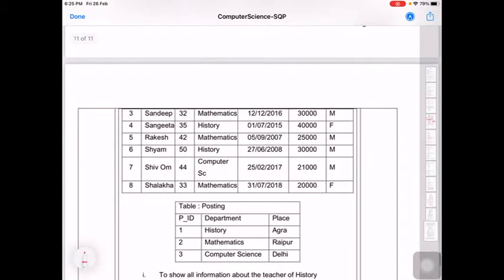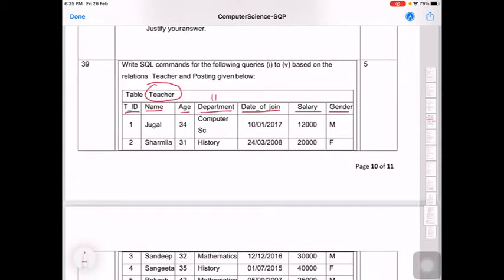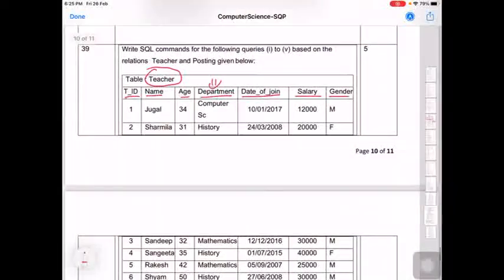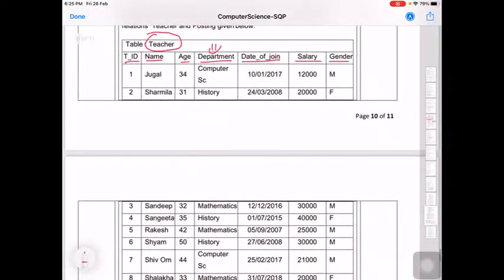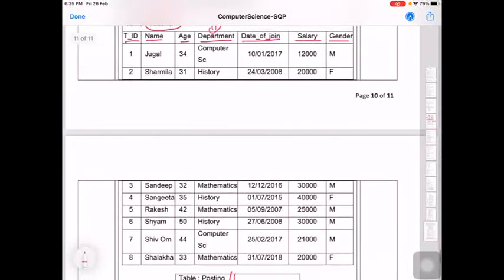This is posting, so this PID will be posting ID, this will be the department, and this is the place of posting. So you must check the common column. Here you can see department is the common column in these two tables, because whenever you are working on joins, you must require this common column. So these basic things are now clear to you. You must go through these values also, the date format.